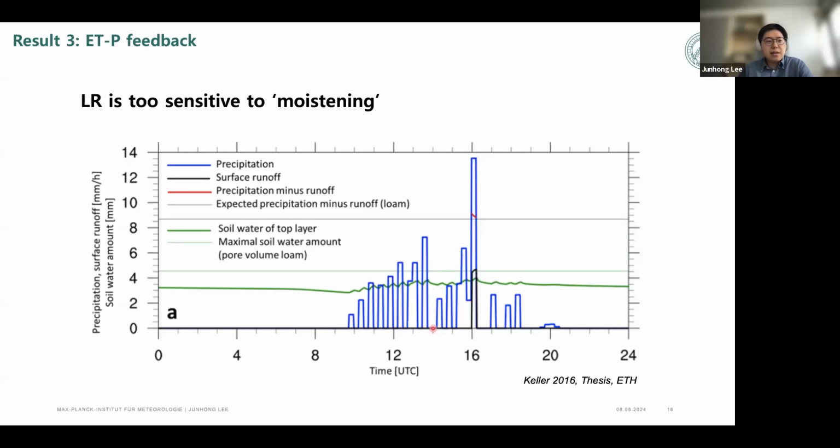Obviously, this is not really realistic. And it's designed for convective parameterization, so we shouldn't use it.